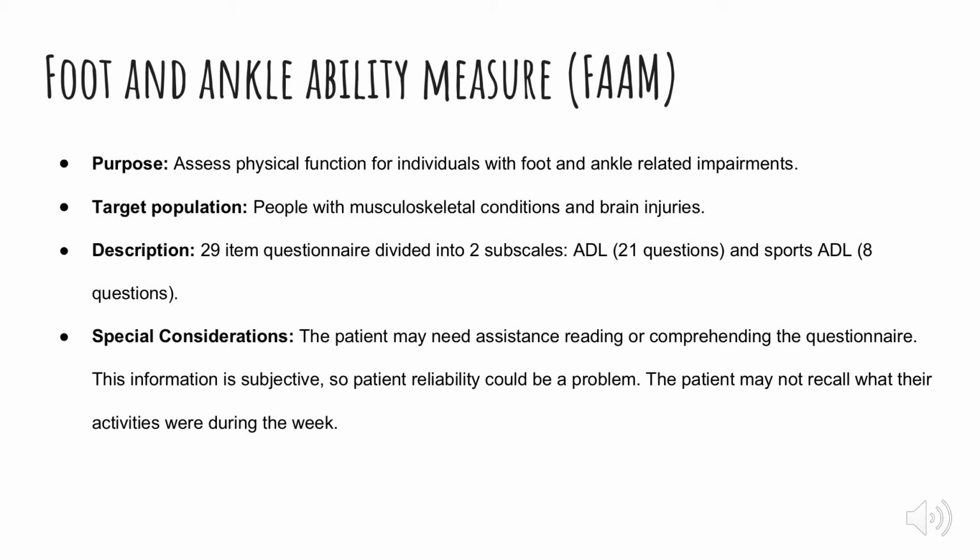ADLs, which has 21 questions, and this subscale asks questions about the individual's ability to stand, walk on different types of surfaces, go upstairs, and many other daily activities. And the sports ADL subscale is composed of 8 questions, and it asks about the individual's ability to run, jump, land, and other types of sport movements. These questions should be answered based off the patient's condition within the past week.